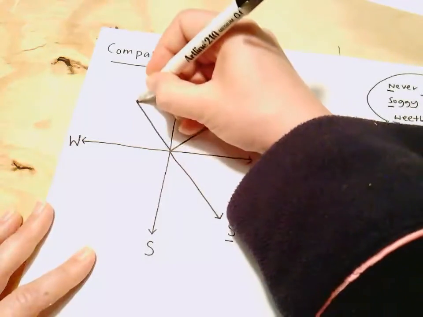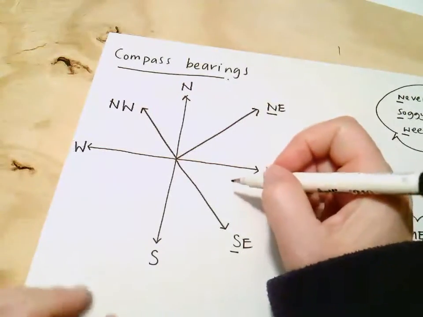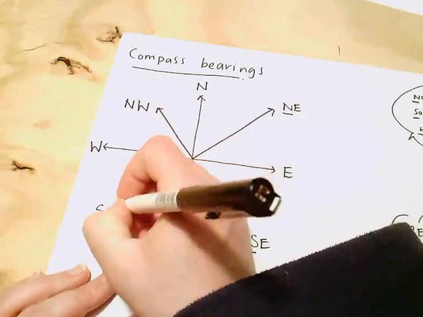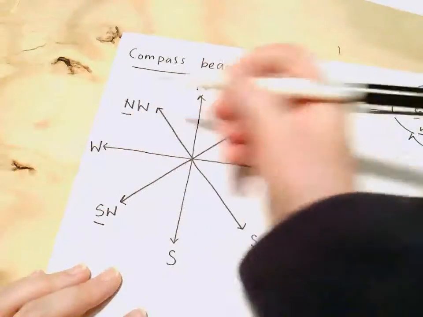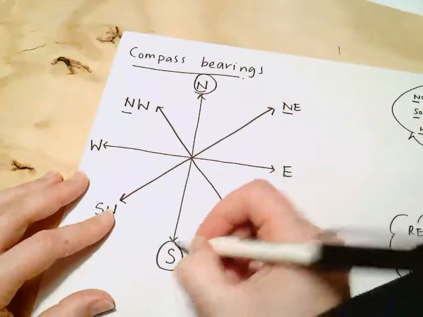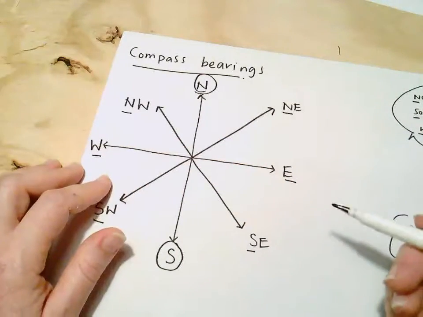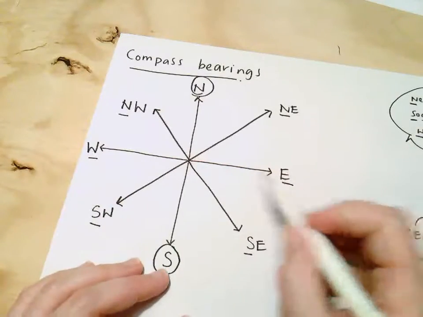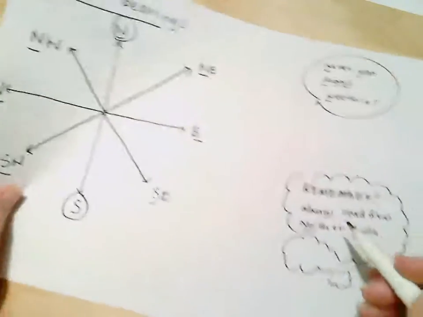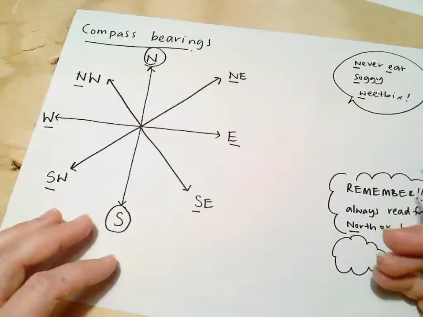Over here, halfway between north and west would be northwest. Again, notice that my N comes first. Halfway between the south and the west would be southwest. Again, notice that my south comes first. So I always put the vertical direction, whether that is north or south, first, and then I put my horizontal direction, if you like. Not that it's vertical and horizontal, but you know what I mean. East and west second. Now I've put that little note over here for you. Remember, always read from north or south rather than from east or west.